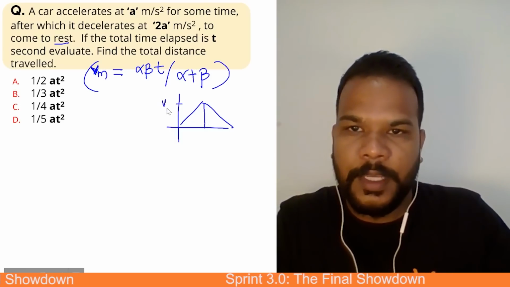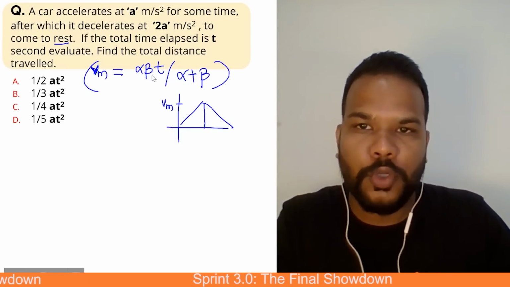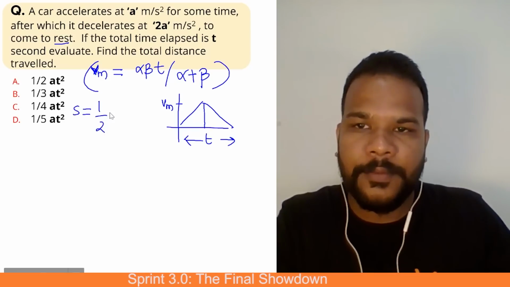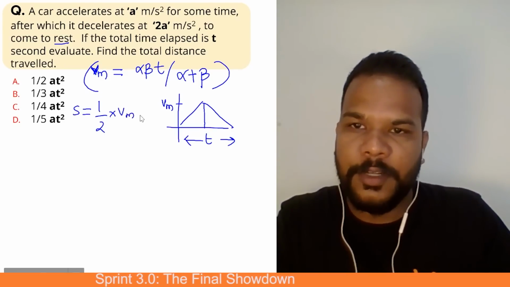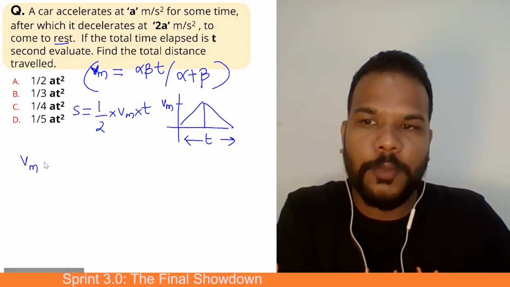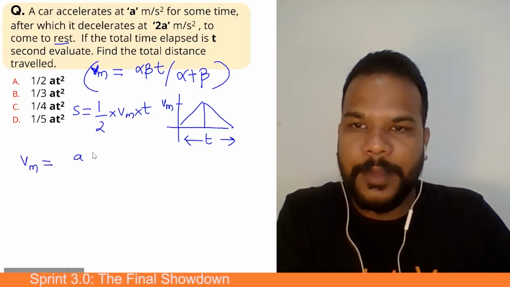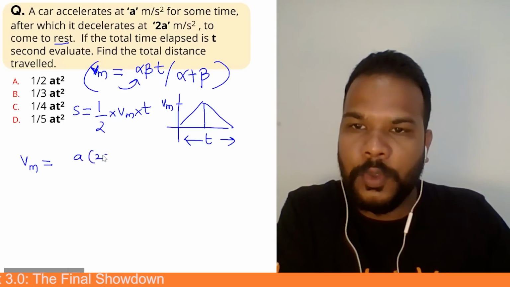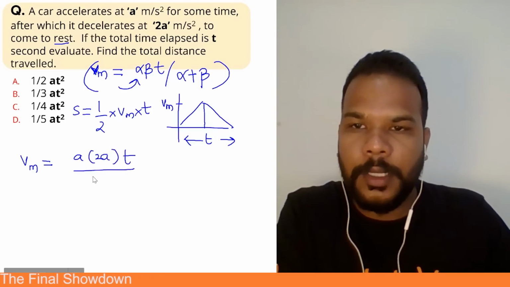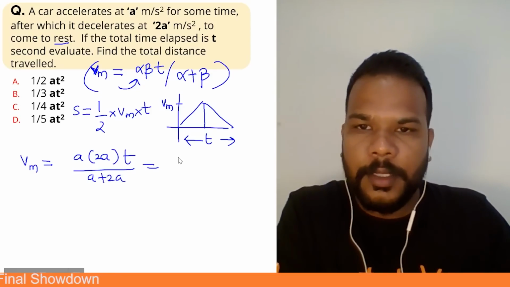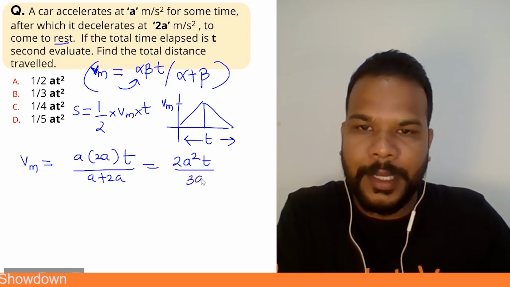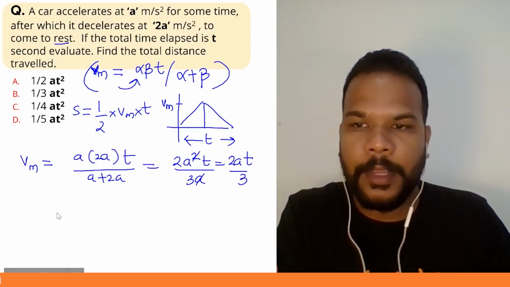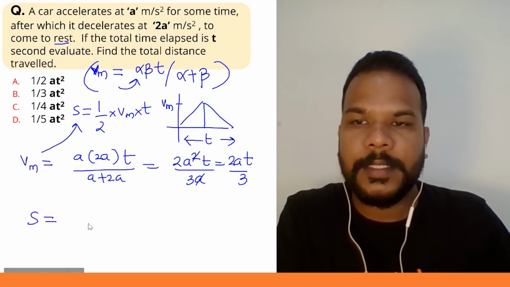So this is vm, alpha is a, beta is 2a, and this total time is t. We know that the distance s will be equal to half into altitude into base, that means half into vm into t. तो vm find out करते हैं और put कर देते हैं. So alpha value is A, beta value is 2A, I'm using this formula guys, okay. So alpha is A, beta is 2A, and this is T divided by total A plus 2A, alpha plus beta. That gives me 2A square T by 3A. तो A से A cancel हो गया, so vm का value आ गया 2AT by 3. ओके गाइस, अब vm का value यहाँ put कर देते हैं, total distance covered आ जाएगा.